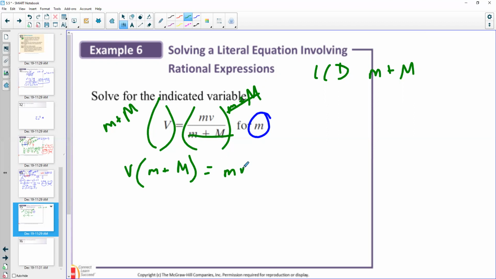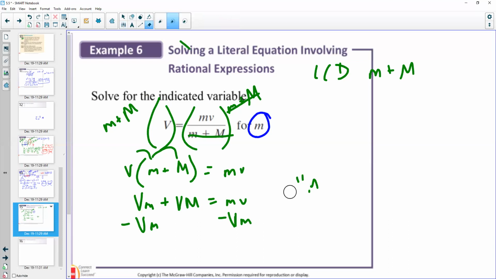So I'm going to distribute here and get rid of my parentheses, and then there's going to be a trick. Are you ready? V times little m gives me capital V, little m. That gives me capital V, capital M equals little m, little v. What I'm going to try to do is get all the little m's on one side. Okay, sounds insane. This is a really hard one to see, I think.